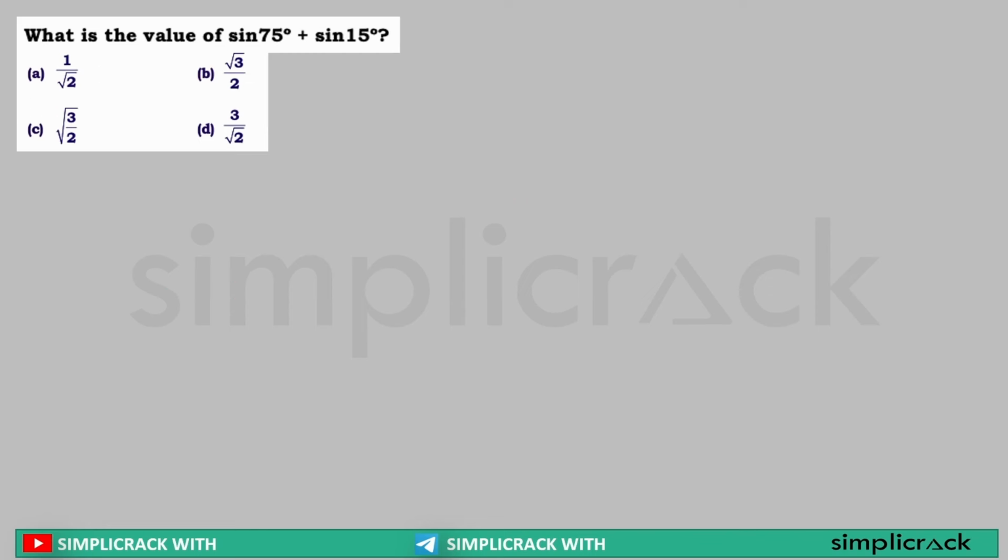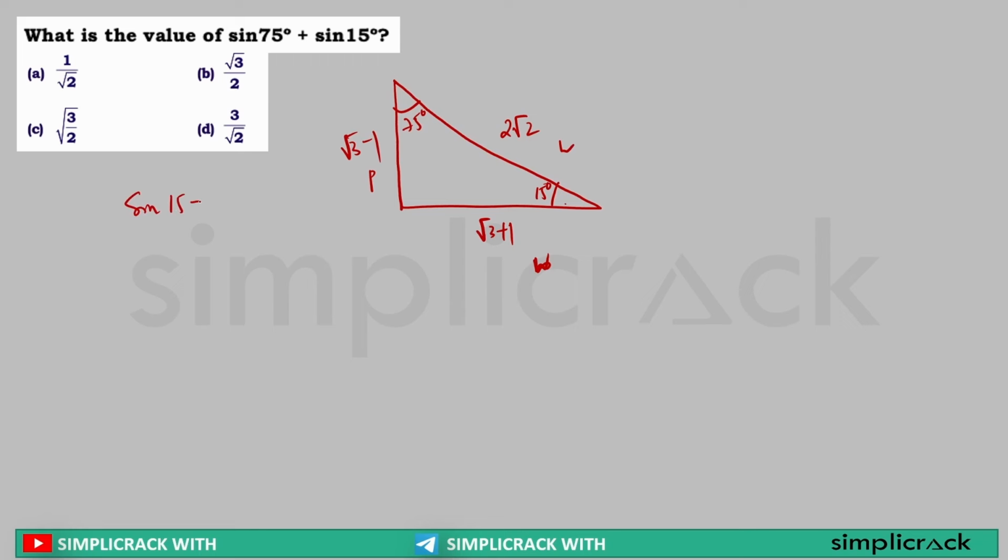Sorted? Next. What is the value of sin 75 by sin 15? Very simple, sir. The same triangle we will be drawing, because that is the most important triangle over here. 75 degree, 15 degree. Root 3 minus 1, root 3 plus 1, 2 root 2. Sin 15 means this is P, this is B, this is H. So sin 15 degree is equal to root 3 minus 1 by 2 root 2. If it asks about sin 75 degree, now this is P, this is my B, this is H. So sin 75 degree is now what? Root 3 plus 1 by 2 root 2.